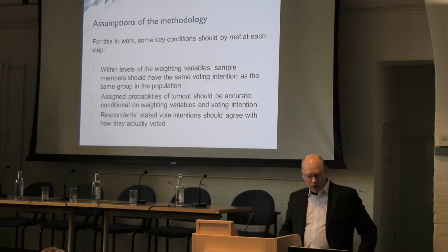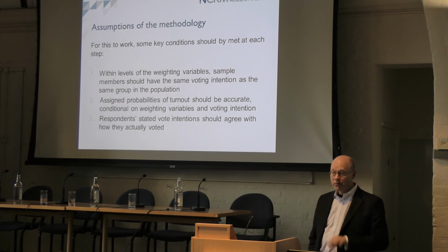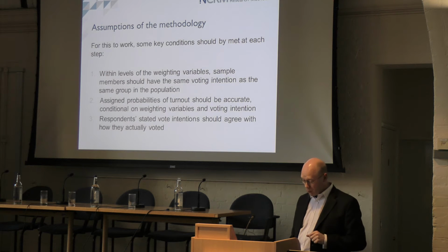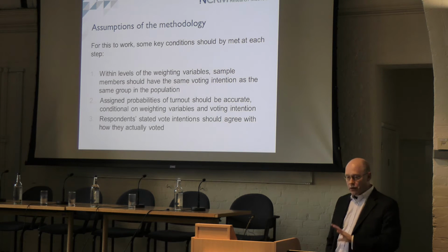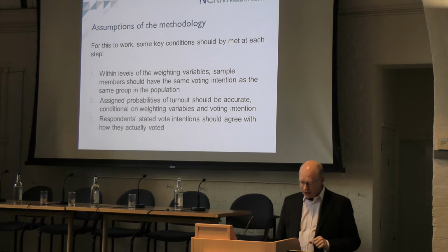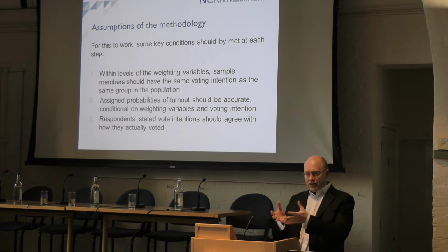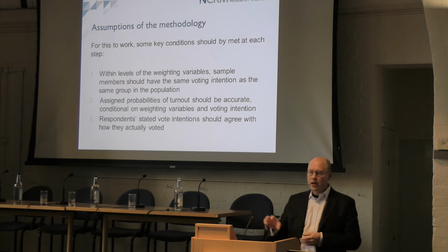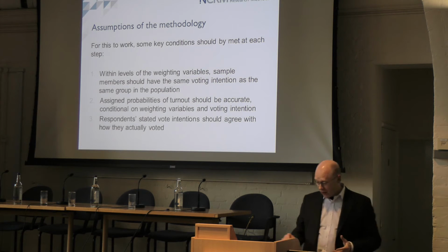That's the first assumption. For the second step, the turnout probabilities, the assumption is that those are good probability estimates for actual turnout among those people, conditional on the weighting variables and voting intention. There are various subtleties about this step's assumption, but broadly speaking, simplifying a little, it's the kind of assumption that for those people for whom your predicted probability is 70%, around 70% of those people eventually end up voting. That's the assumption.